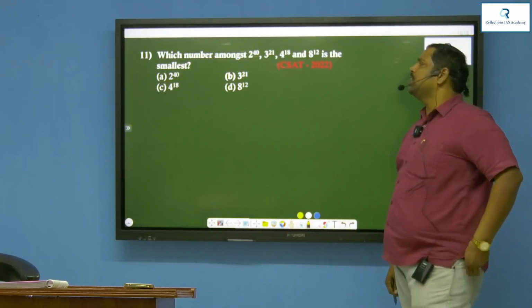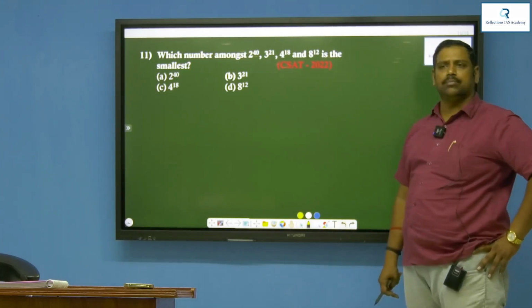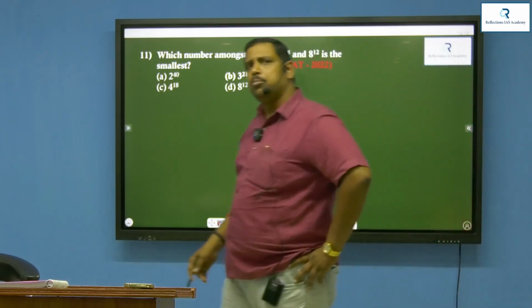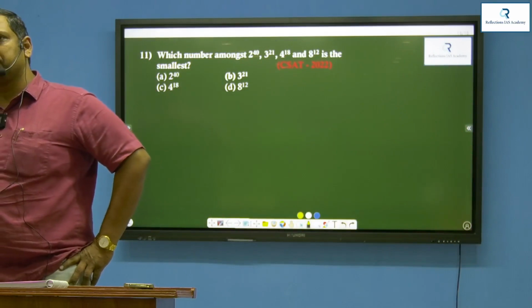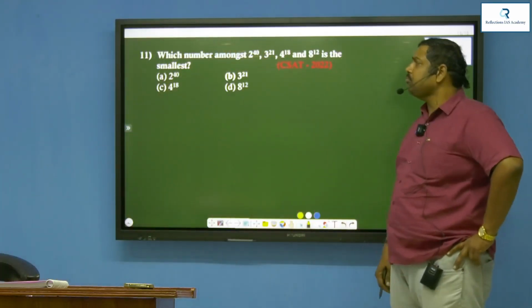Which number among 2 power 40, 3 power 21, 4 power 18 and 8 power 12 is the smallest? Before going to this question, Murli garu, charging is about to shut down. Good. Look here carefully.